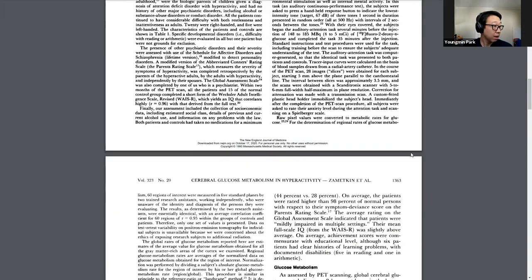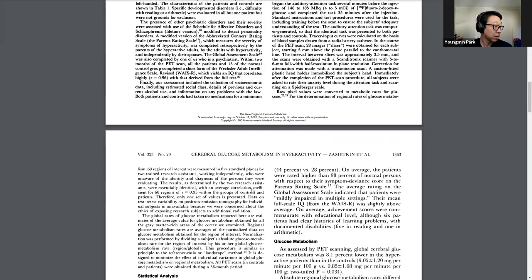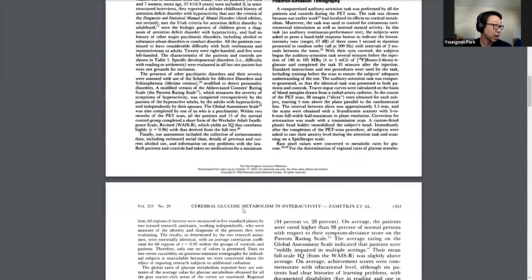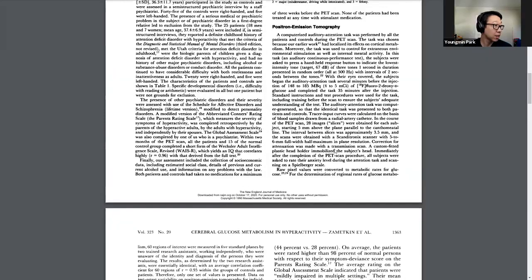All right. Raw pixel values. So they're also very detailed about how they convert the raw data to the actual plots. And the next part is they have an auditory attention task. So the level of glucose uptake in the brain in different regions will depend on the type of task being done. In this case, they are doing an attention task, and the glucose will be taken up most in brain regions that are being used most.